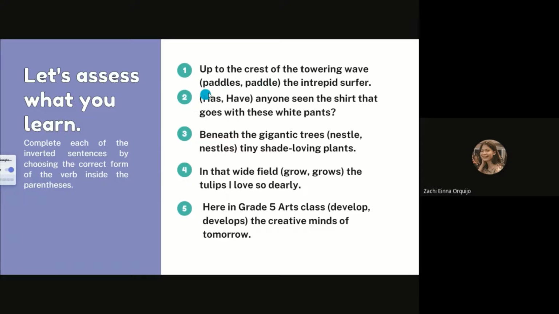For number 2, has or have anyone seen the shirt that goes with these white pants? So you choose the correct form of the verb. Has ba or have? So ang subject natin dito ay anyone. Okay? So, kung singular to, you choose singular verb. Kung plural ito, you choose plural verb.